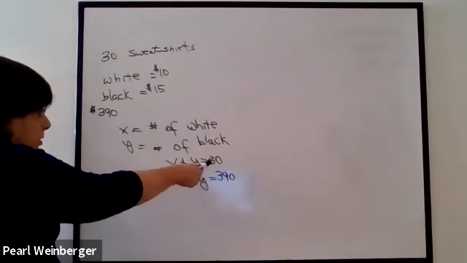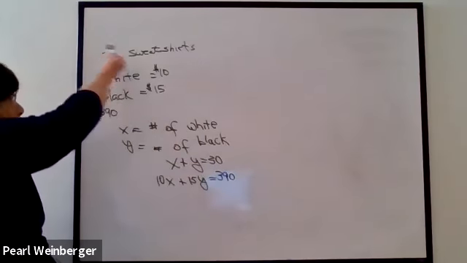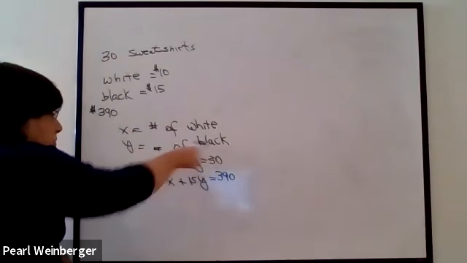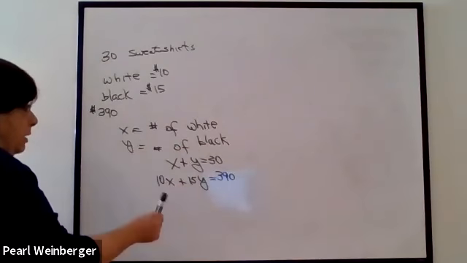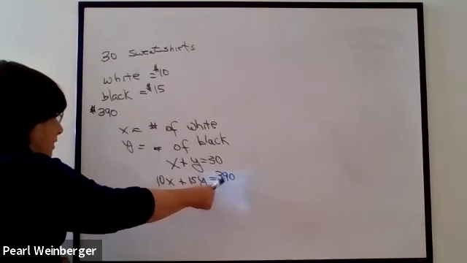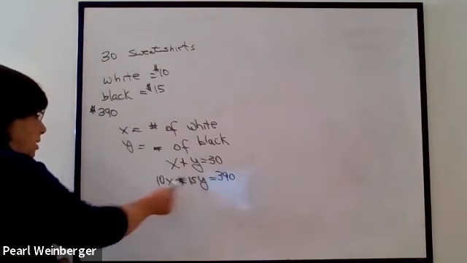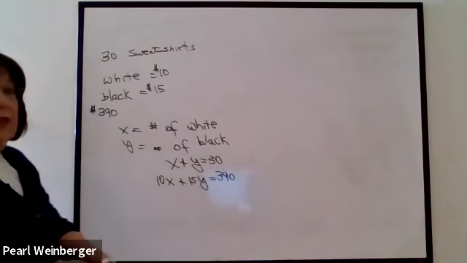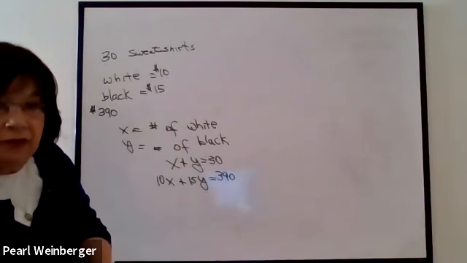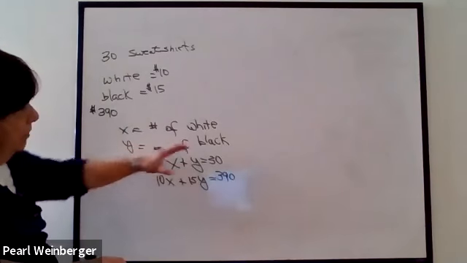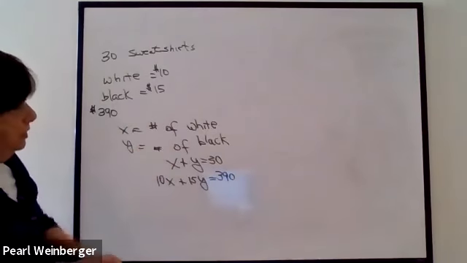Notice the equation with the 30 has nothing to do with money. But the 390 is the money, the total money. So I have to include in front of the X and Y the price, the money involved in each of those items. And of course, now that we have this system of equations, we can solve it.